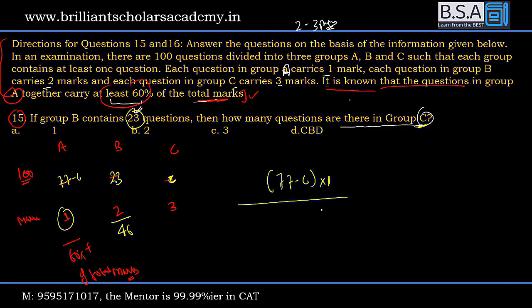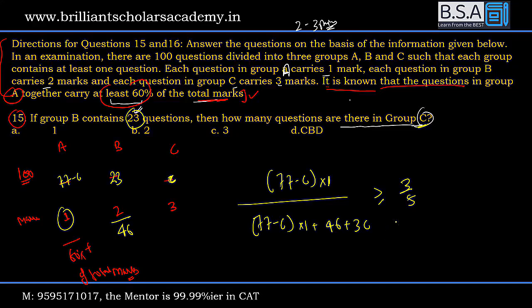How many total marks are there? Total marks are (77 minus C) into 1 plus 46 plus 3C. I want A's marks to be above 60%. Can I write 60% as 3 by 5? This is what I need to solve now. So cross multiply by 5 and you are forming a very large equation. Even at this stage, if you replace the value of C, C can be 1, C can be 2, C can be 3, you can verify your answers.